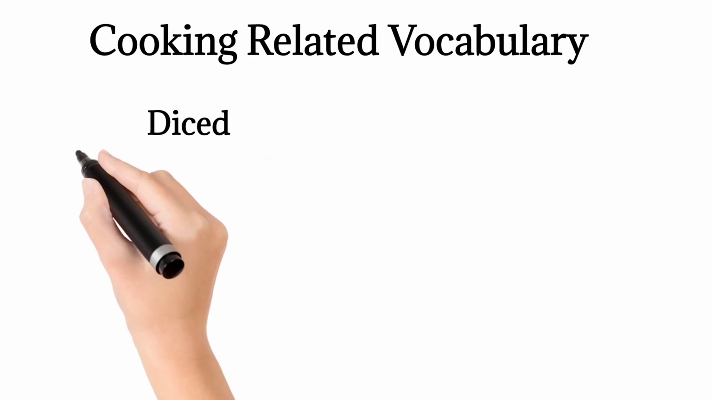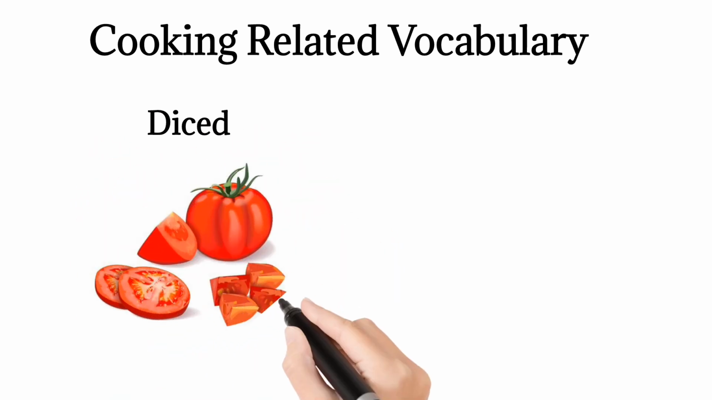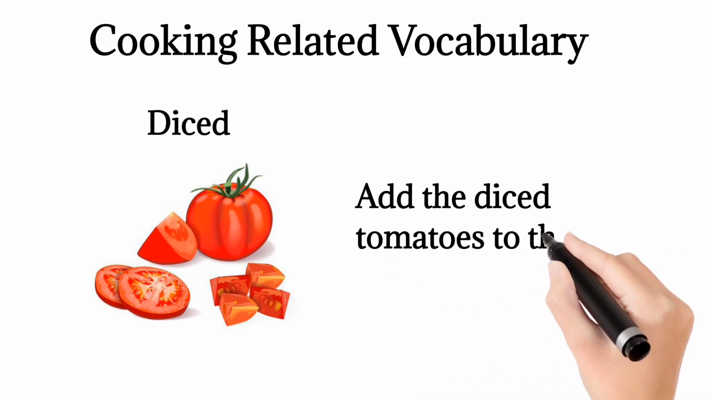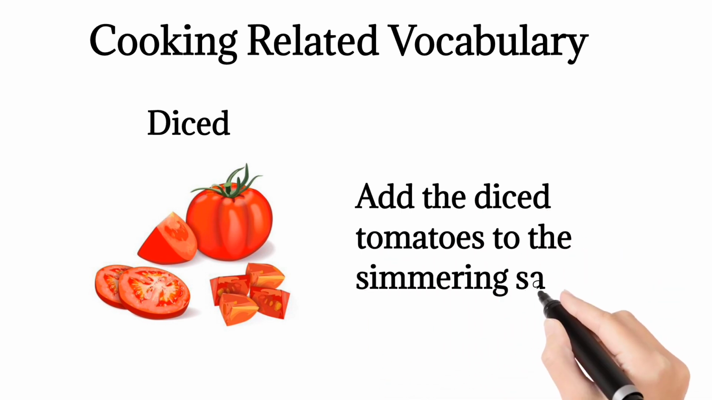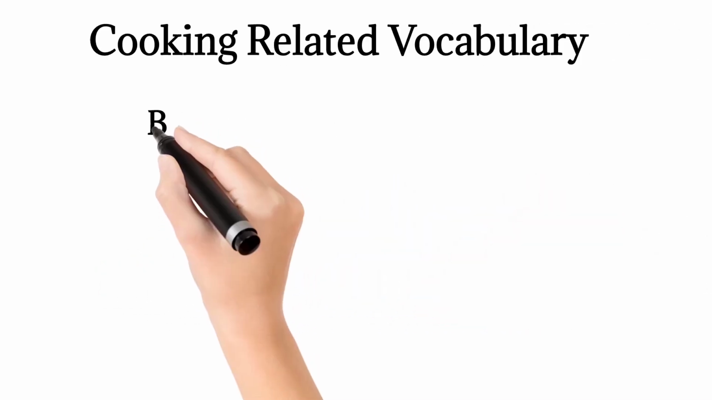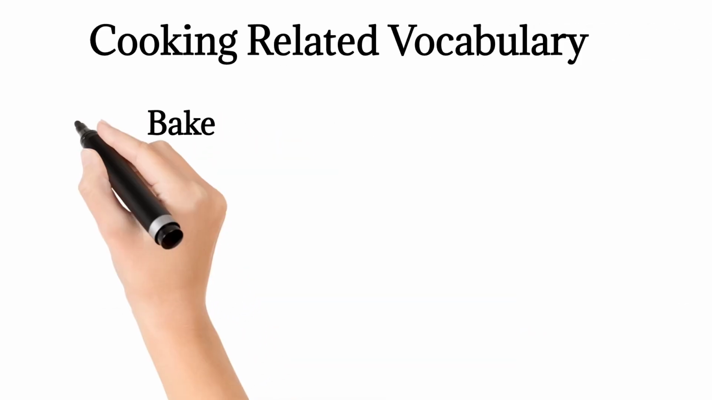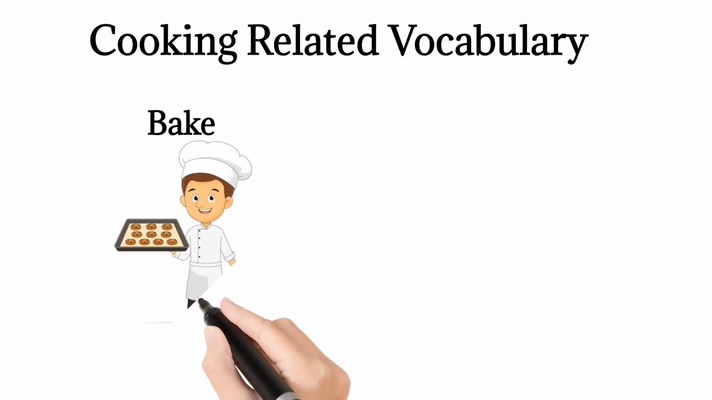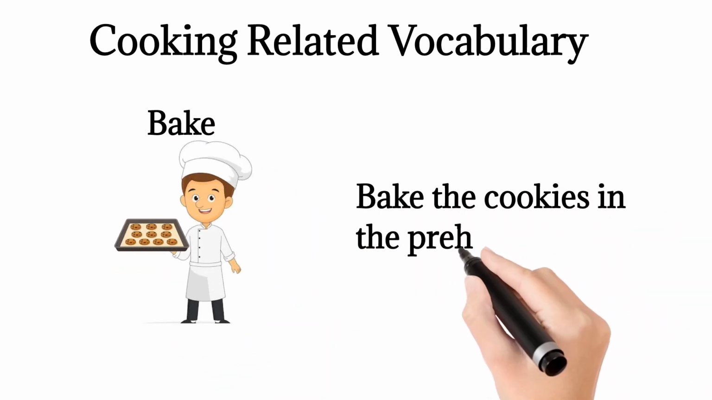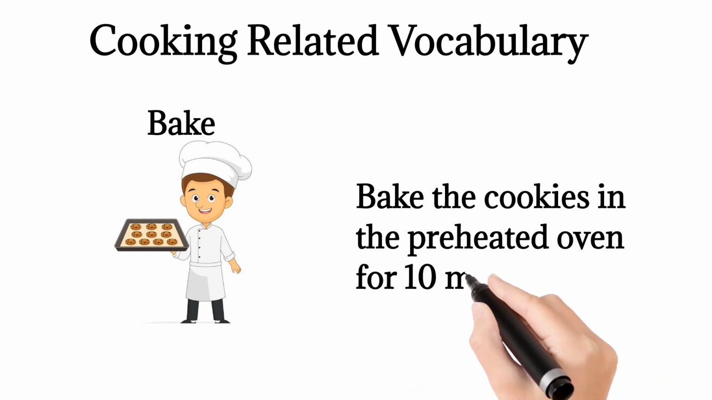Diced. Add the diced tomatoes to the simmering sauce. Bake. Bake the cookies in the preheated oven for 10 minutes.